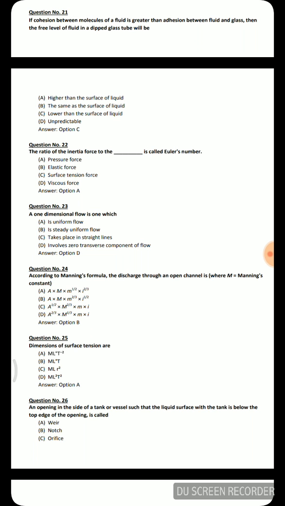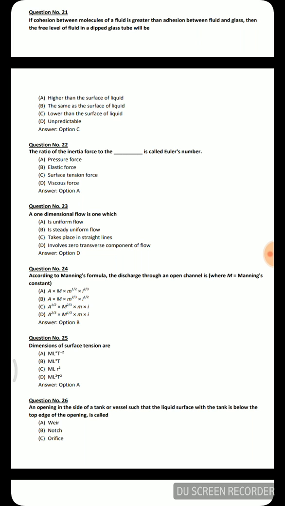Next question, dimensions of surface tension are, as you know, surface tension is force per unit length. So the dimension of force is M1 L1 T raised to minus 2. Dividing it by the dimension of length, L raised to 0. So we get the correct answer, option A, M1 L0 T minus 2.